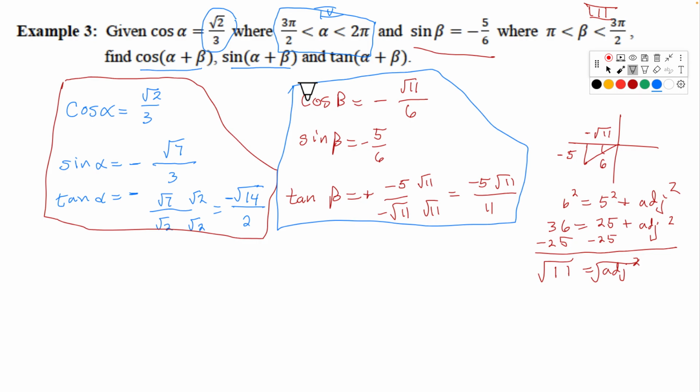A lot of work, and we haven't even really started answering the question quite yet. I mean, we've got all the things we need to answer the question now. So now let's start clicking them off. We want to get cosine of alpha plus beta. Okay, so this will be the A part. Cosine of alpha plus beta.